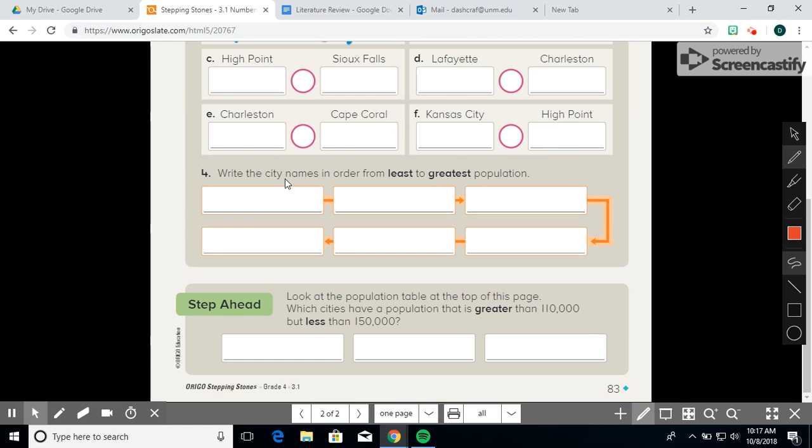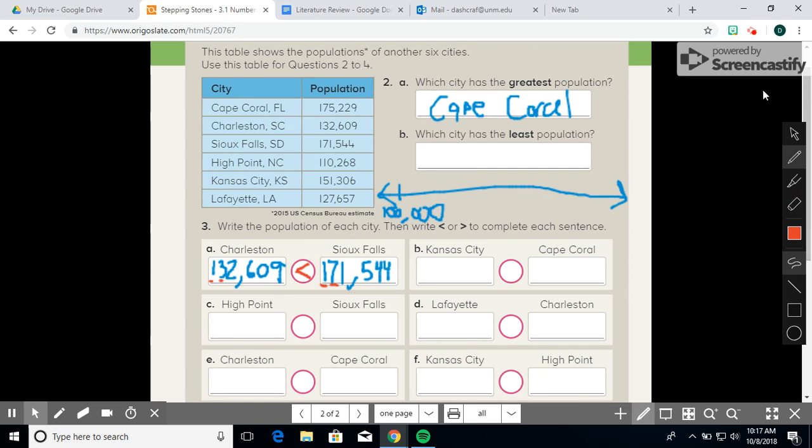Number 4 says write the city names in order from least to greatest. My suggestion for this is that you first find the least population, the smallest population, and the greatest population, and then you fill in the spaces in between. Remember to use this table up here.